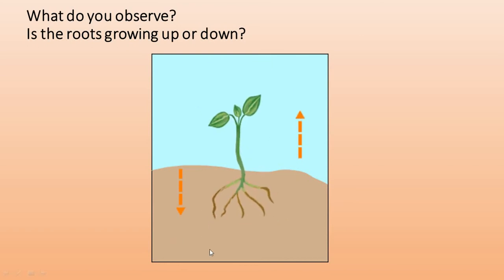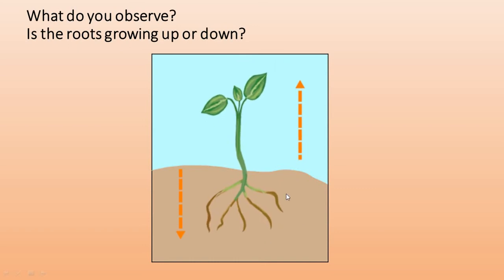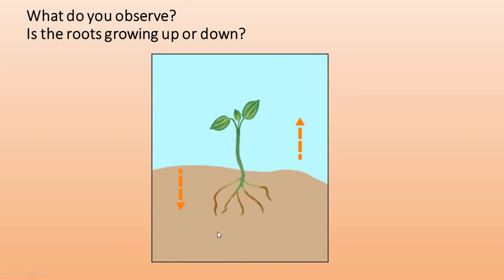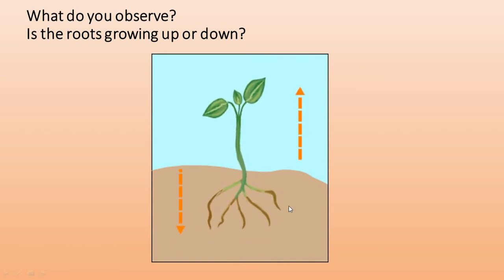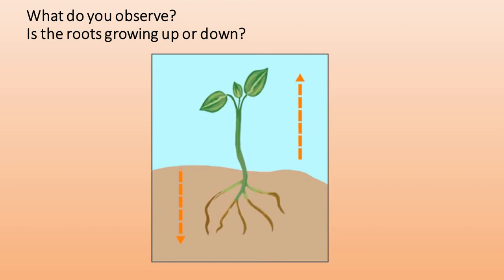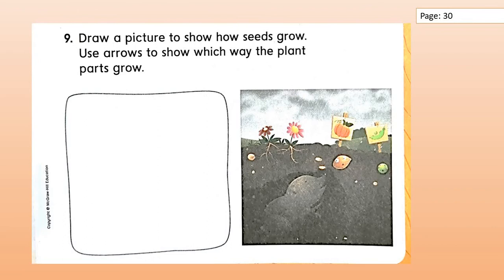What about the roots? Are the roots growing up or down, grade 1? They are under the soil. So, are they growing up or down? What do you observe, grade 1? Did you say down? Excellent, grade 1. They are growing down. They are in the soil. Excellent, grade 1. Let's see the next page, grade 1. In your book, page number 30, you were asked to draw a picture to show how seeds grow.